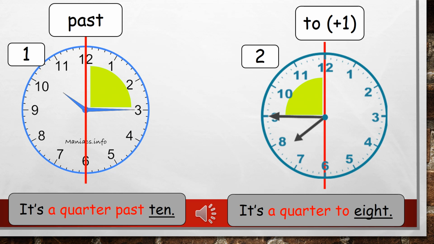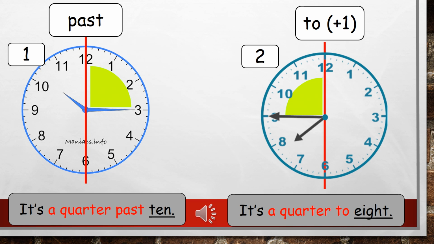Okay, kids, let's recap. Look at the first clock. What time is it? It's a quarter past 10. Yes, correct. Why? It is because the long hand is pointing at 3, which means 15 minutes has passed, and the short hand is pointing at 10. So, the answer is, it's a quarter past 10.